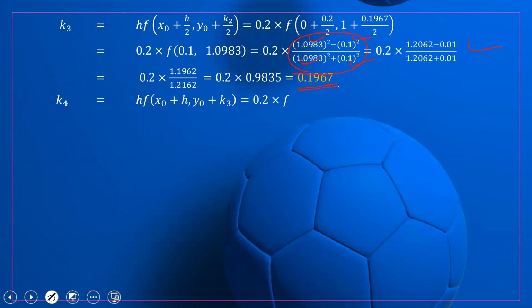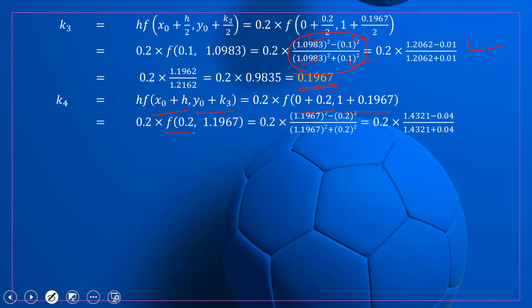Similarly, we are able to calculate K4. K4 is f of x0 plus h and y0 plus k3. So 0 plus 0.2, 1 plus 0.1967. So 0.2 into f of 0.2, 1.1967. Again here this is our y and this is our x, so y square minus x square divided by y square plus x square. So the final answer is 0.1891. Okay, so now we have calculated K1, K2, K3 and K4.